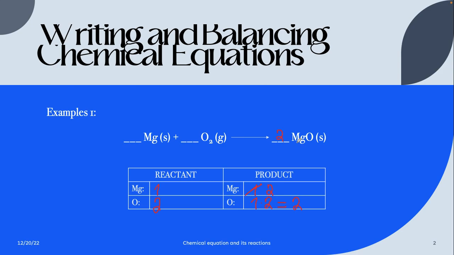So then we have 2 magnesium, and we need to now make the magnesium on the reactant side 2. So what we're going to do is multiply it by 2. So now we have 2 magnesiums on both sides. So let's place our 2 up here. So now our equation is balanced. Right? So now let's take a look at another example.